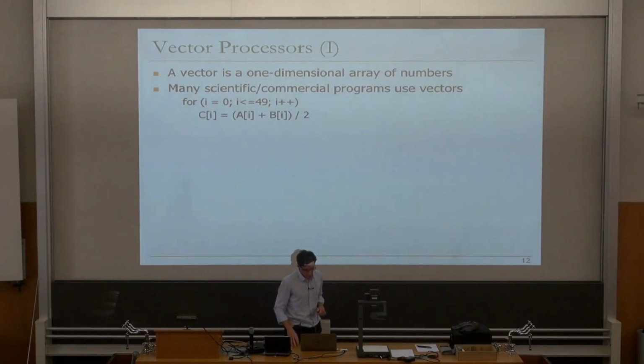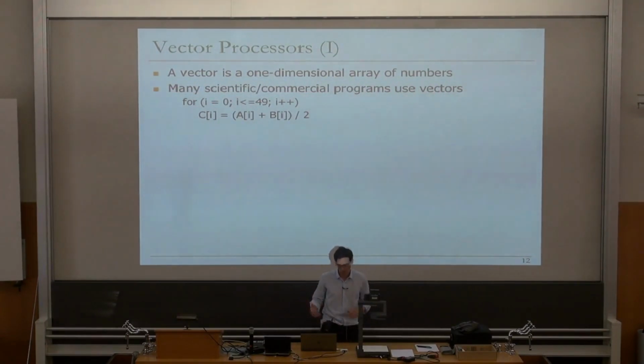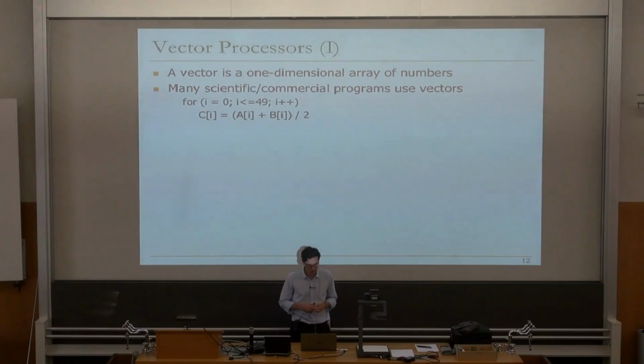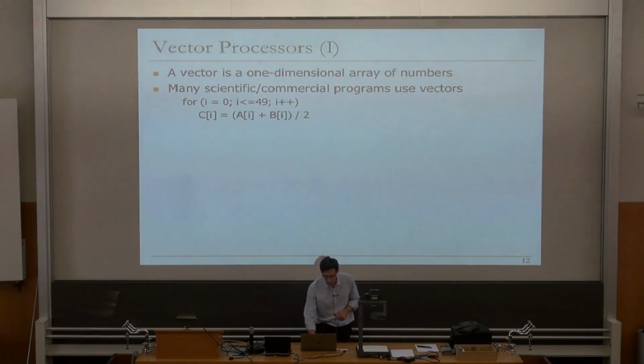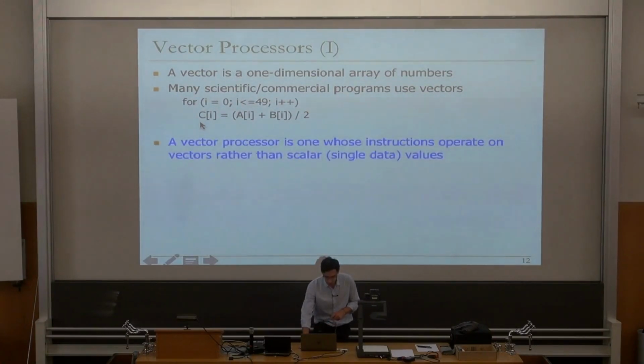So vector processor, a vector, as you know, is a one-dimensional array of numbers. And many applications, scientific and commercial programs use vectors. This is something that you already know. Here you have a very simple code that we are going to use as a running example. In this simple code, what we have is a for loop that goes through 50 elements of 3 vectors. And what we are doing here is calculating the element-wise average of A and B and storing the result in C.